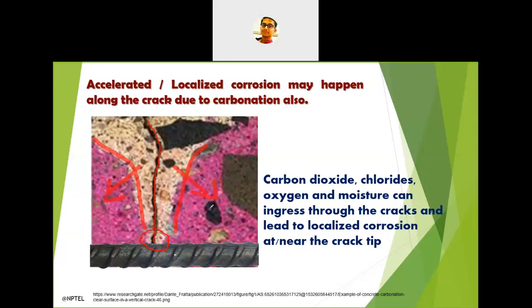So it's like a passage. We are creating a passage for the agents to enter into the concrete system. If you see a lot of corrosion case studies, you will never see initiation of corrosion without cracks forming. If the corrosion rate is fast, it is obvious that some cracks formed beforehand, through which the agents enter the concrete system at a faster rate.